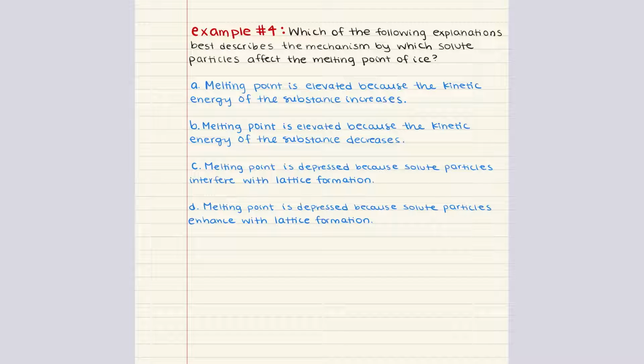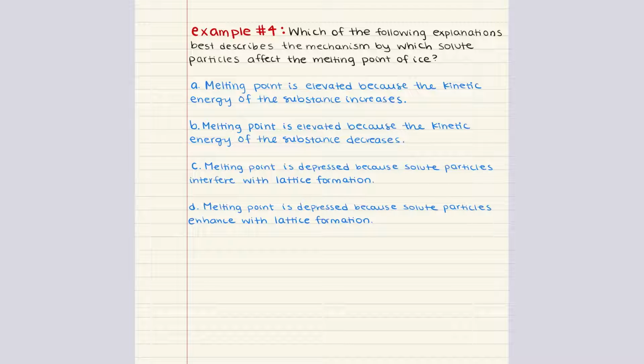Now, this interference requires the solution to be cooled to a lower temperature to achieve the same level of solid formation. The key mechanism here for this problem is the interference of solute particles with the solvent's lattice formation. So when solute particles are present in water, they disrupt the hydrogen bonding network that's necessary for ice to form. And this disruption requires a lower temperature to overcome the presence of the solute particles and to form solid ice.